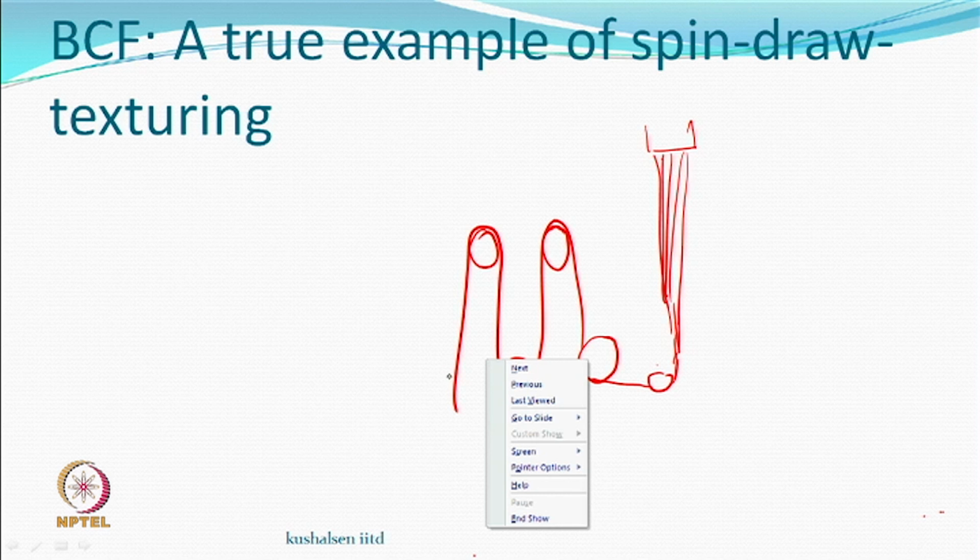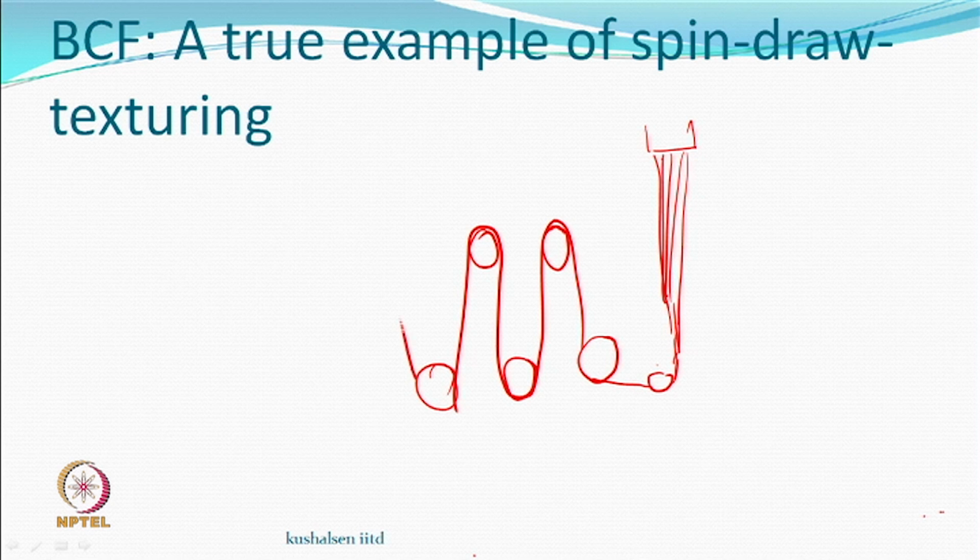And then this yarn can be fed to the BCF unit, the one which you just saw before. So, truly you can actually combine spinning, drawing and texturing in this process.